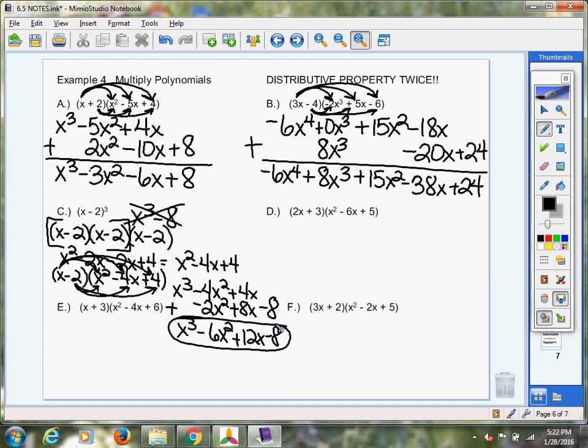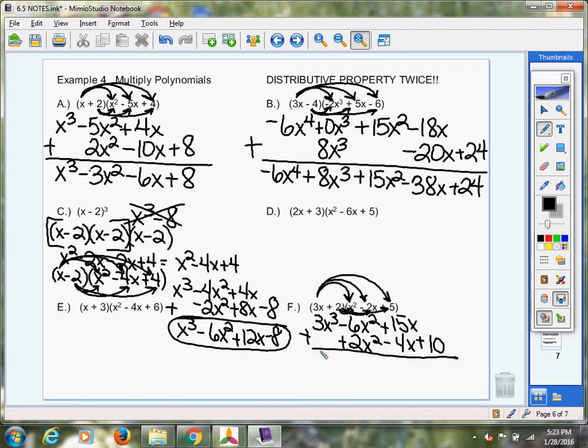Let me do one more, and I'll leave 2 for you. So let me do letter F, and let's do this one together. 3x times x squared is 3x cubed. 3x times negative 2x is negative 6x squared, and 3x times 5 is 15x. Now go back and do the 2. 2 times x squared is 2x squared. 2 times negative 2x is negative 4x, and 2 times 5 is 10.